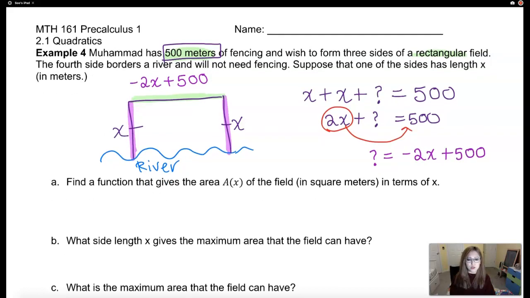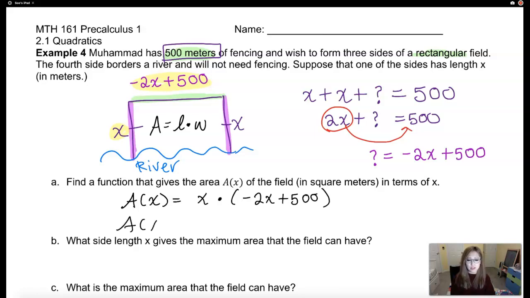Let's see. The first question, they're asking you to find the area function A of x. We talked about how the area of a rectangle is length times width. We do know that the length is x and the width is that binomial. So let's say A of x equals x times, and let me put that negative 2x plus 500 in parentheses. And I will go ahead and distribute this.